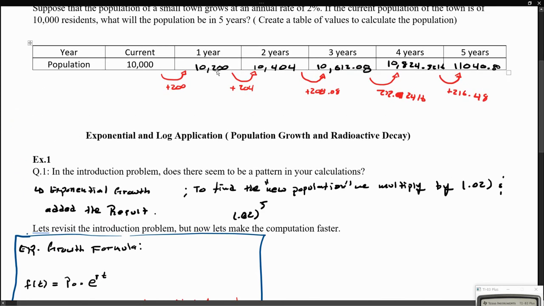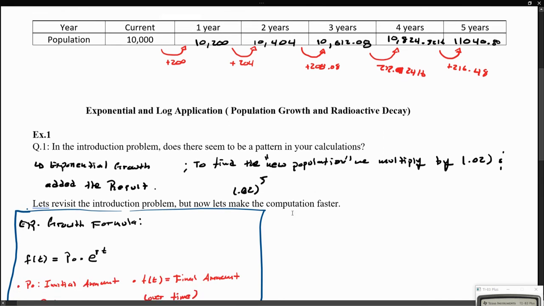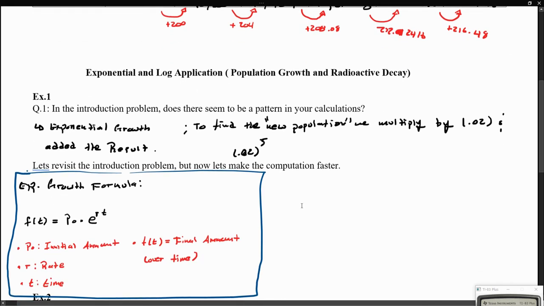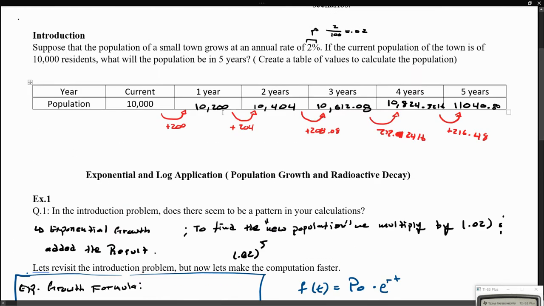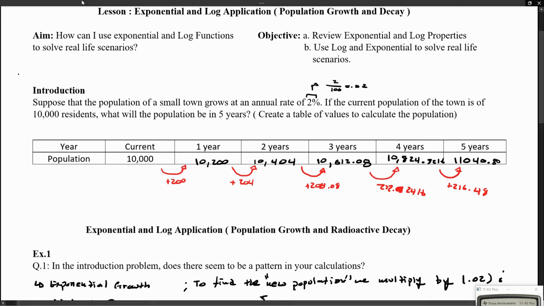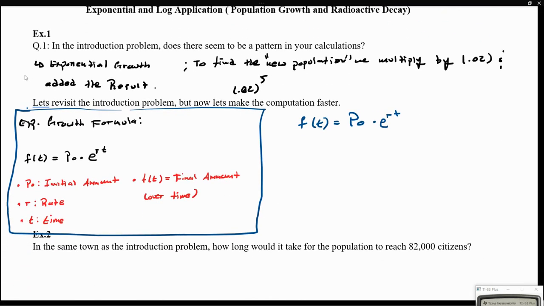So let's go back to the problem and let's compute the same, but now using our exponential growth formula. We're going to use the equation f of t equals P0 times e to the rt. But before we do anything with this formula, let's identify what we know about it. P0, which is the initial amount. Do we know what the initial amount is? Definitely we do. We started with 10,000 residents. So in this case, P0 has an amount of 10,000.